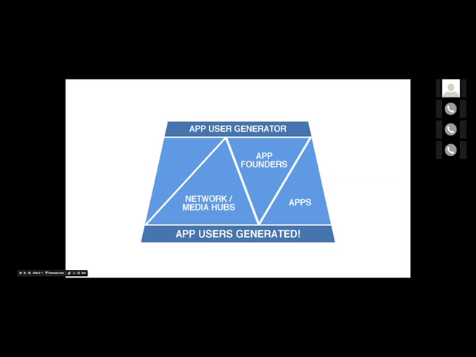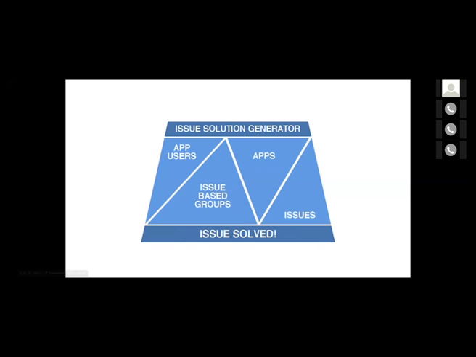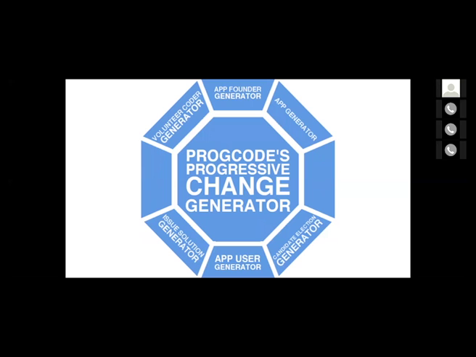Pat, can you wrap up? Yeah. So if we go back in time, what I would have suggested, and what we can do in the future, is strengthen our network media hub module so that we can help get candidates elected in the future. And that is ProgCode's progressive change generator. Thank you, Pat.